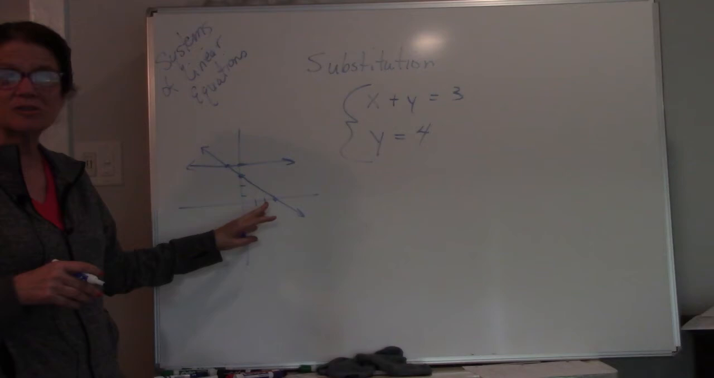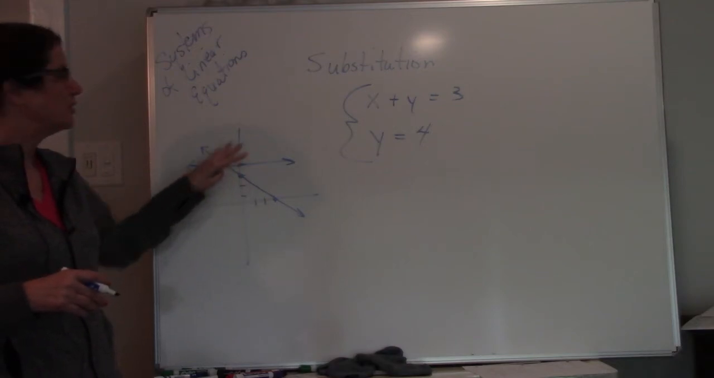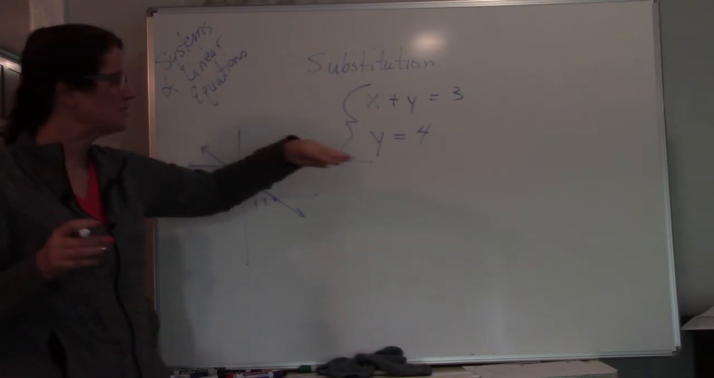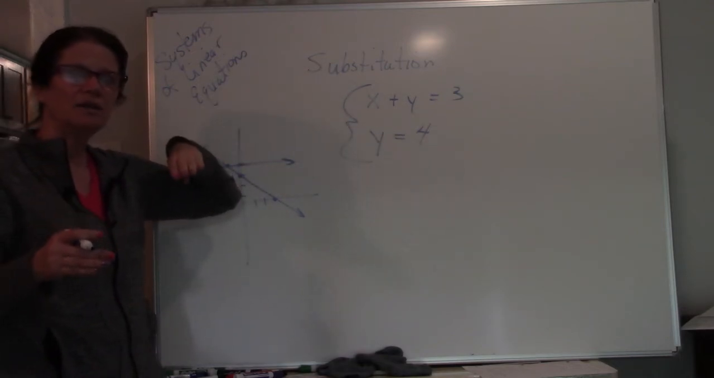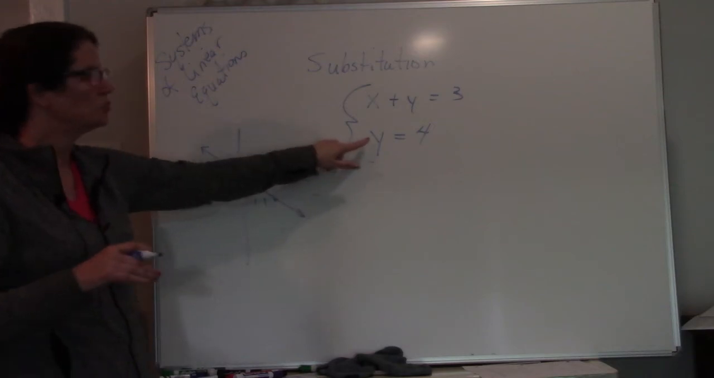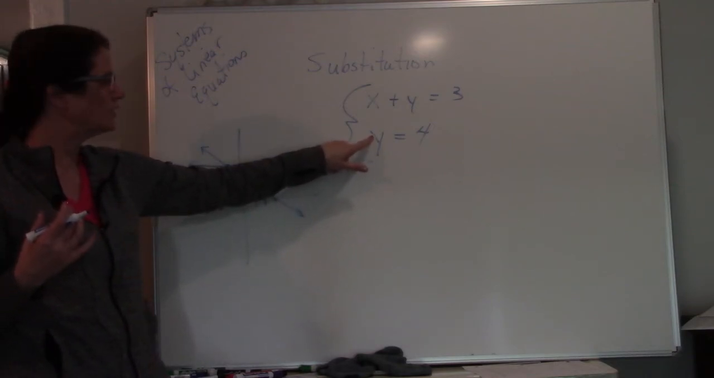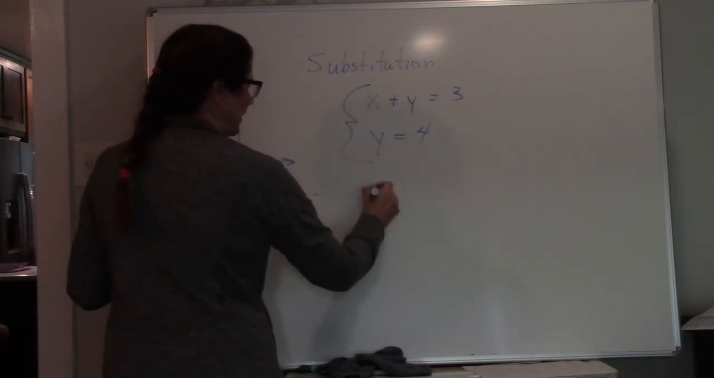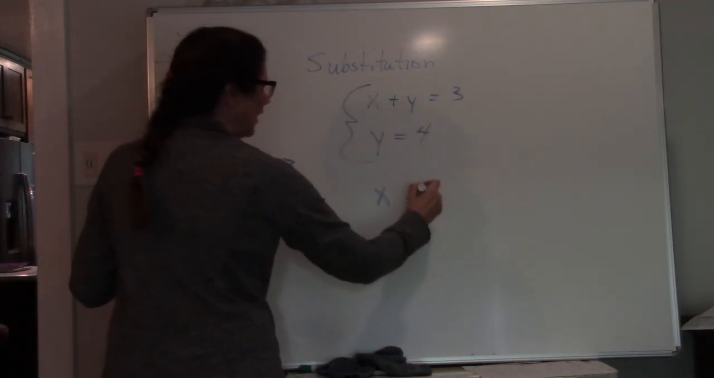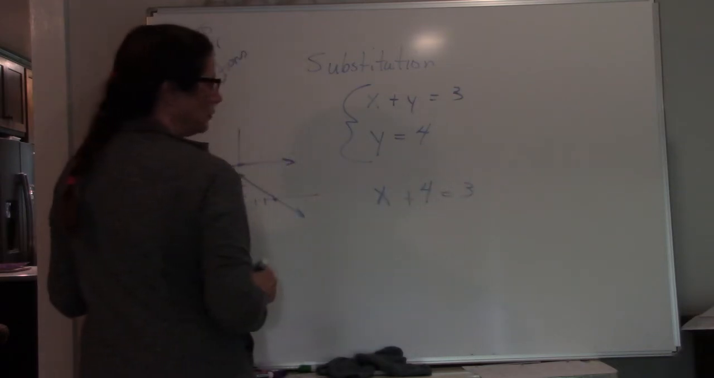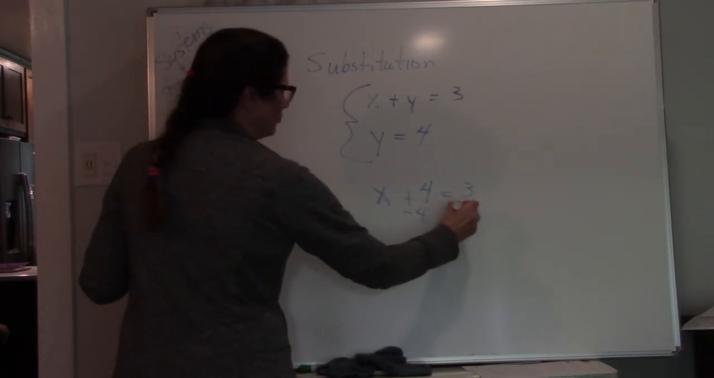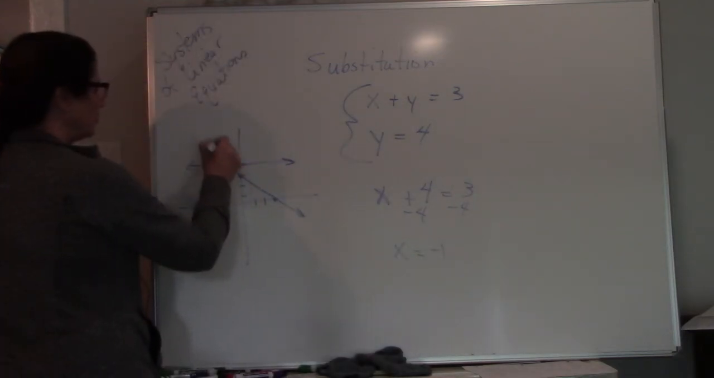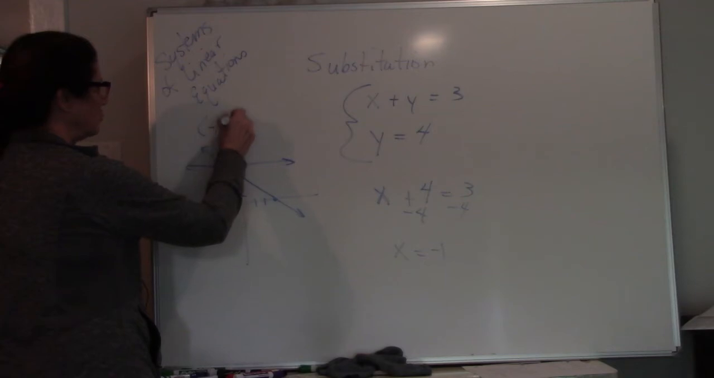Graphing works, but sometimes it's not exact, so we have to do it algebraically. With substitution, we're literally substituting one linear equation into the other. This one's already set up for us. It's already telling us to substitute 4 for y. So I take out my y and plug in my 4, and I'm able to solve. I subtract 4 from both sides, so I get x equals -1. So the point where the two lines cross is (-1, 4).